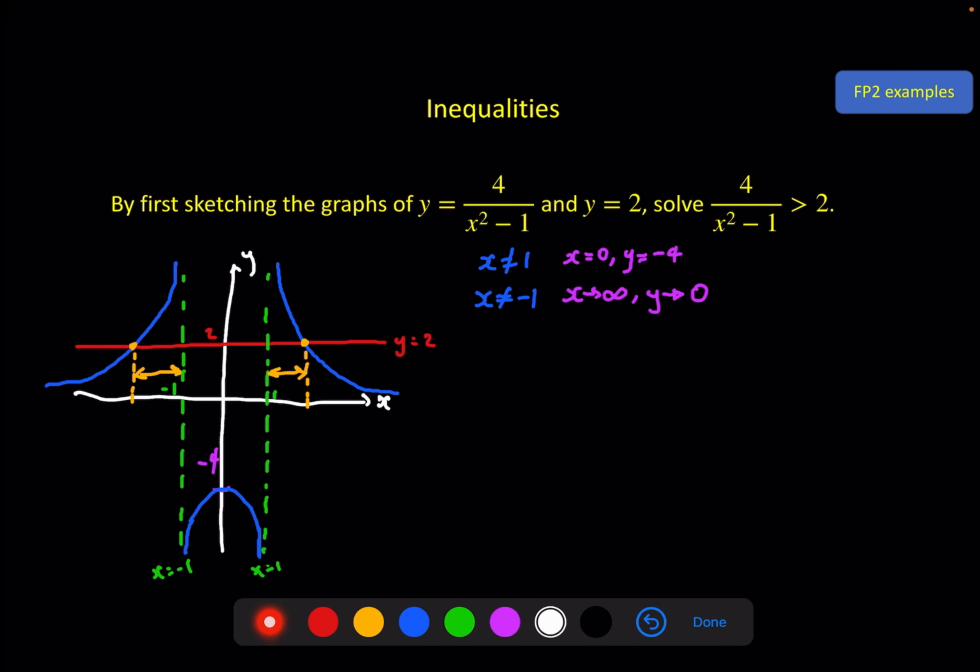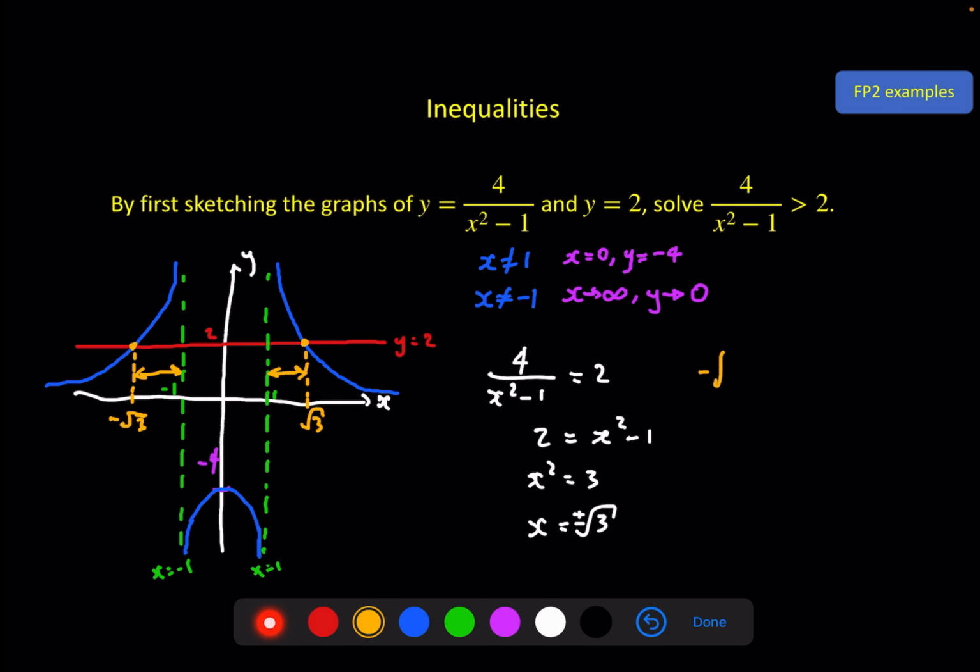Again, to do that, the algebra itself is quite straightforward. We're just solving when is that equal to 2. Bring the 2 down and the x squared minus 1 up. We get 2 is equal to x squared minus 1. So x squared is equal to 3. x is equal to plus or minus root 3. So the intervals, if I put these in, this must be root 3 and minus root 3. The intervals then are minus root 3 < x < minus 1, and 1 < x < root 3, as we had in the starter question.